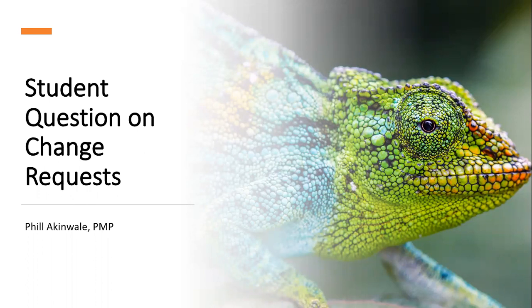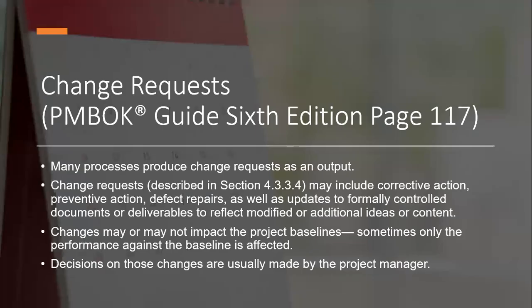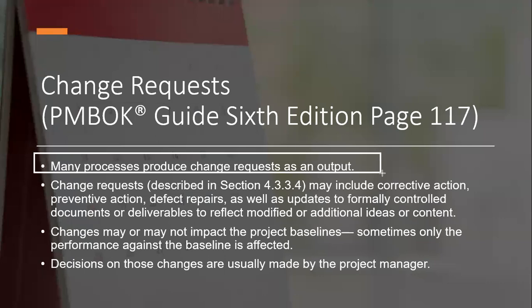Today we got a student question from our friend Fran, who's asking about change requests. This question came from page 117 in the PMBOK Guide 6th edition. Let's take a look. It reads, many processes produce change requests as an output, and that's to be understood. And you think about it, change requests could come from a number of processes. There's so many of them in the PMBOK Guide that we see change requests coming out from.